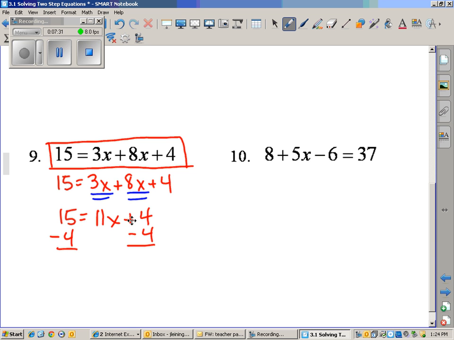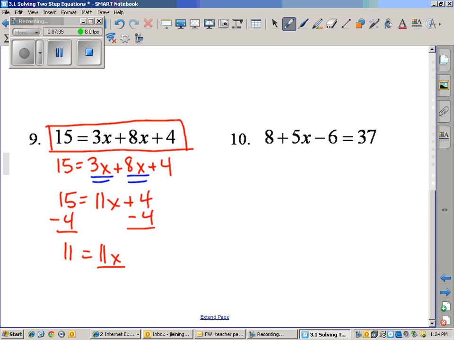We're going to get rid of a 4 that's added by subtraction. That leaves us with 11x equaling 11. I see a little division in our future. Divide both sides by 11, and we get x is equal to 1.